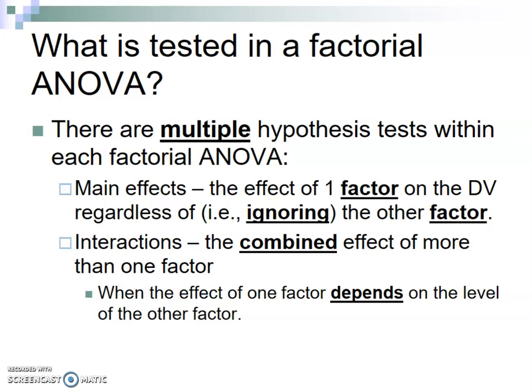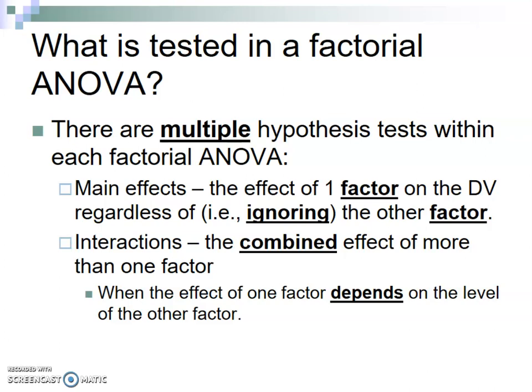Also, you're going to look at interactions, which are the combined effects of more than one factor. The reason I word it like this is you can have an interaction of just 2 different factors. You can also have an interaction of 3 different factors. The main thing to take from this is you're looking at the degree to which these factors are combining to affect the outcome. The way we talk about interactions is when we say the effect of one factor depends on the levels of the other one.